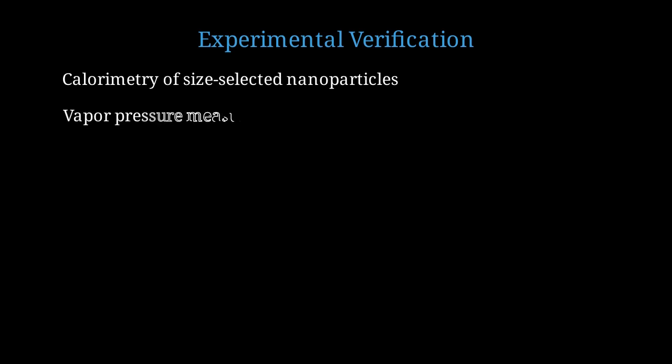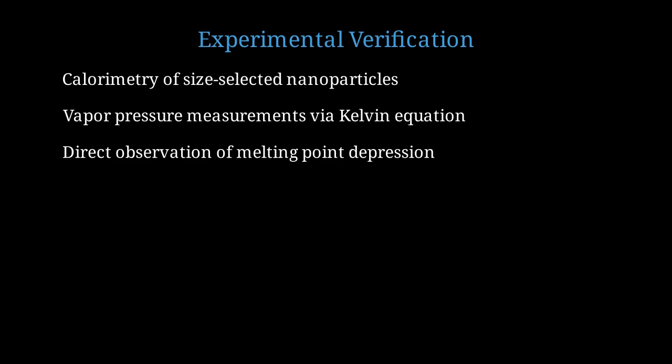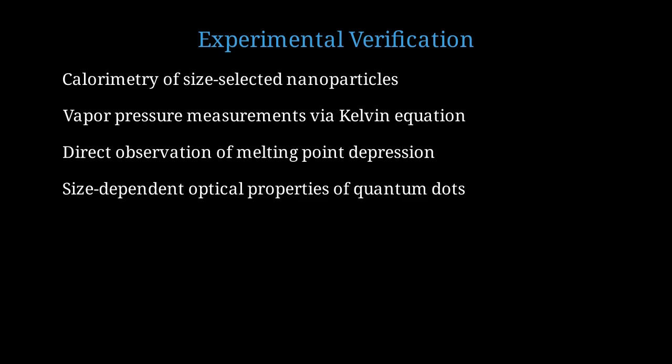How do we experimentally verify this surface dominance paradox? One approach is calorimetry of size-selected nanoparticles, measuring their heat of formation as a function of size. Vapor pressure measurements verify the Gibbs-Thomson equation and demonstrate enhanced vapor pressure over curved surfaces. Transmission electron microscopy allows direct observation of melting point depression in individual nanoparticles. The size-dependent optical properties of quantum dots provide clear spectroscopic evidence of surface and confinement effects.